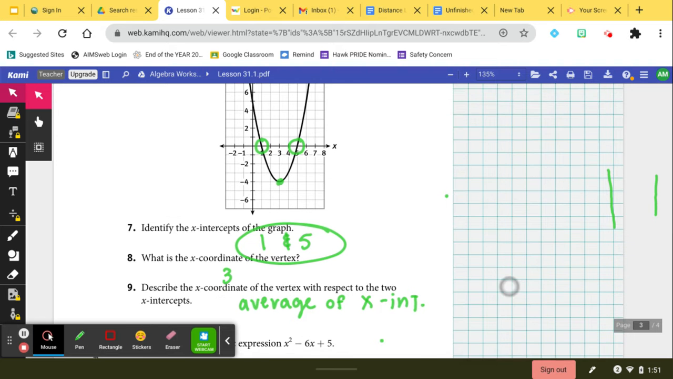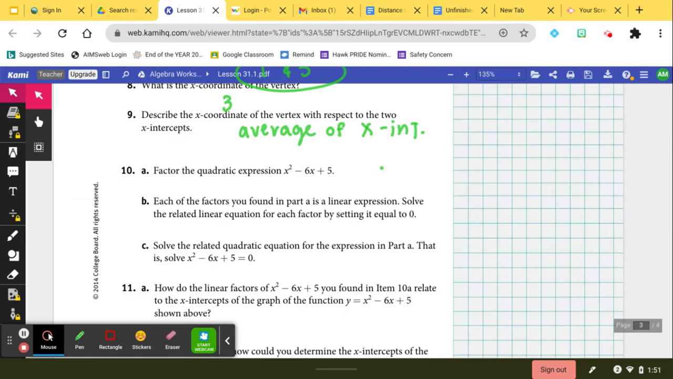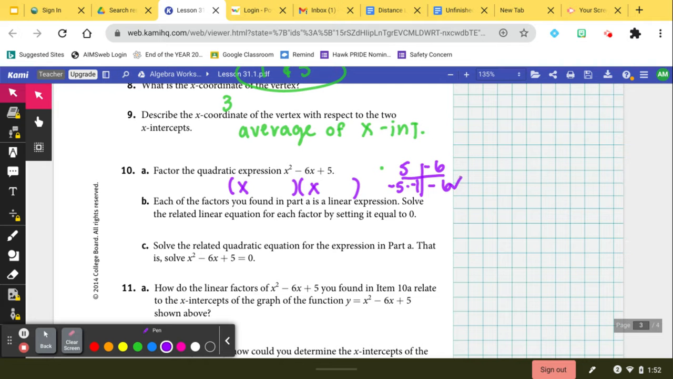Now let's prove this with factored form. So it says factor the quadratic expression x squared minus 6x plus 5. So again, we have a equaling 1, so that means my binomials are x and x. And then we need two numbers that multiply together to be 5 and add together to be negative 6. Well, negative 5 times negative 1, add together to be negative 6. So that means my two binomials are x minus 5 and x minus 1. And again, that's going to equal 0.